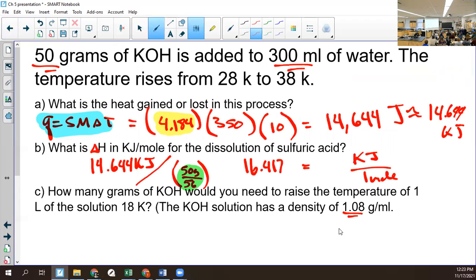does it say it's the same as water? No. So before we go anywhere, we better turn 1 liter into grams, right? Because S, M, delta T needs the mass in grams. So we take the 1,000 milliliters and multiply it by 1.0 grams per 1 milliliter. Notice milliliters cancel out and I'm left with grams.